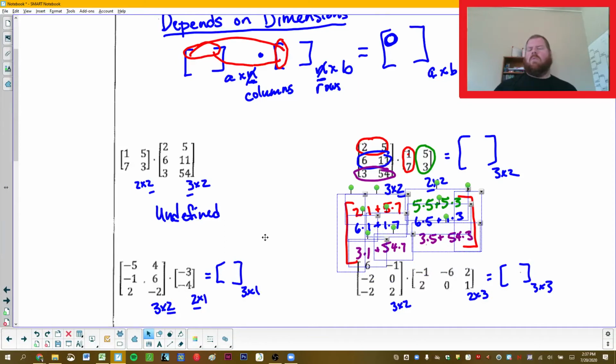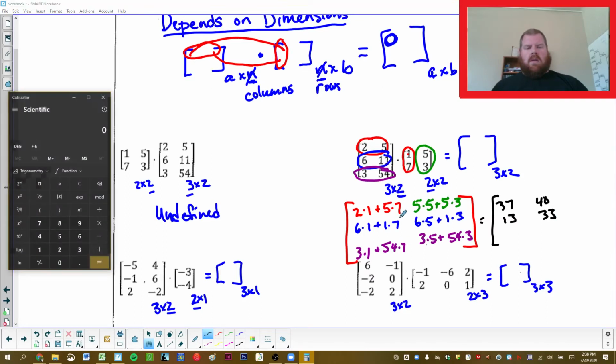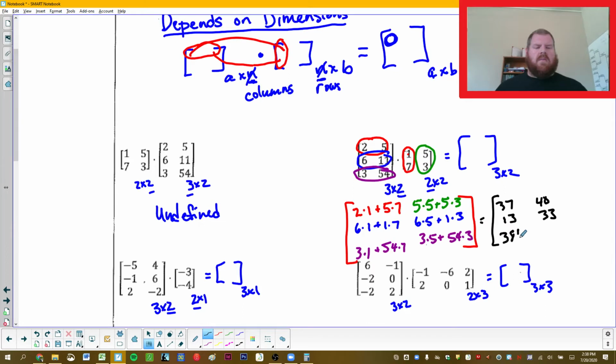I'm going to give myself some room, and we'll do some calculations here. 2 times 1 is 2, 5 times 7 is 35, 2 plus 35 is 37. Here we have 25 and 15, which is 40. 6 and 7, which is 13. 30 and 3, which is 33. And here I do need a calculator. 54 times 7 is 378. So that'll be 381. Again, I don't know why I put such a big number there.